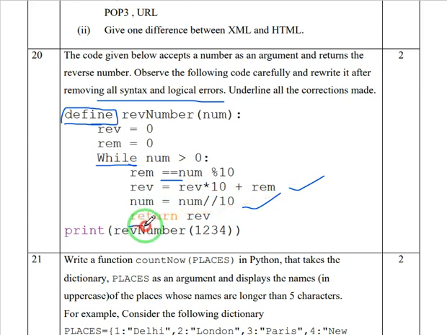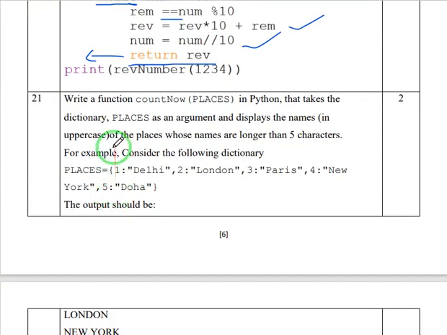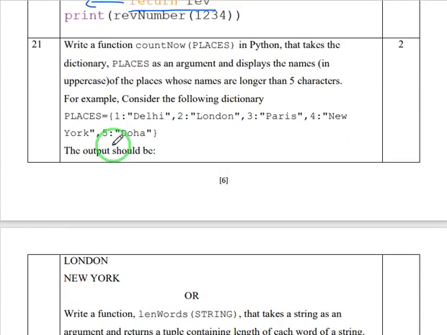Now, this is problematic to return the rev here only. This should actually be placed outside this right here, but it should be in front of the print statement, like right here, for it to work properly.